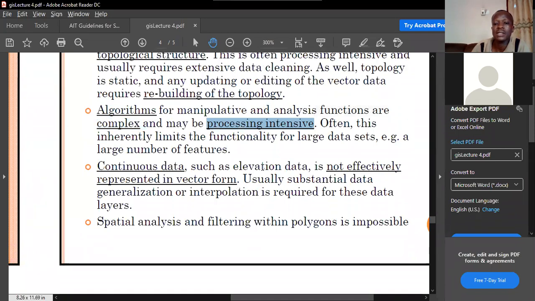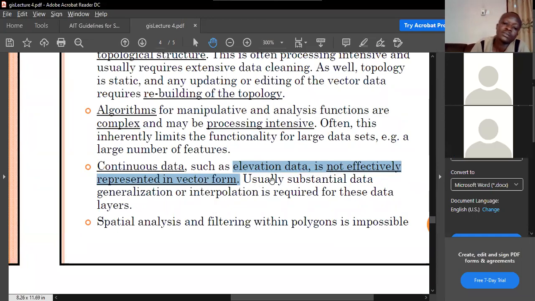Continuous data: you can represent elevation with, say, spot heights. Spot heights are a vector way of representing height. But depending on the intervals that you've picked, you may be missing something. So continuous data in vector is not effective.